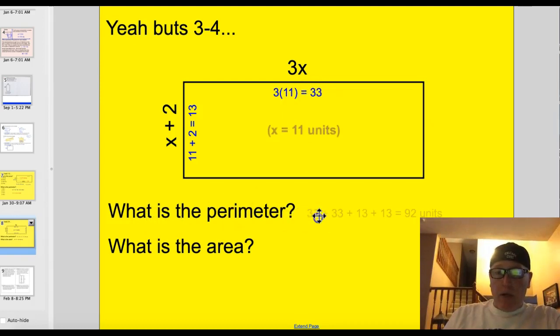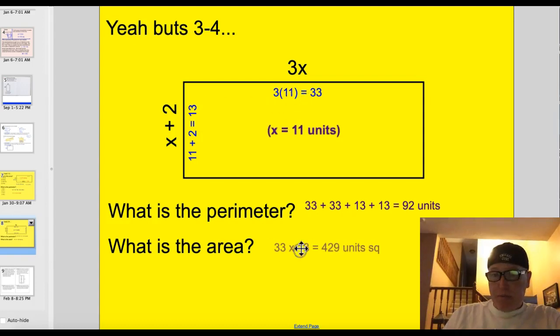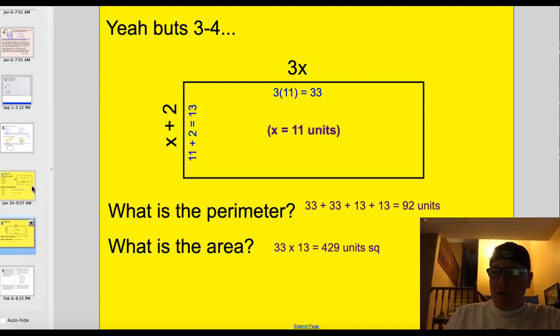Now, what's the perimeter? Well, the perimeter is 33 plus 11 plus 33 plus 13 plus 33 plus 13. Right across here looks like 92 units. What's the area? Again, we're just going to multiply 13 by 33. We get 429 units squared there. Okay? Those are your 4 yabbits. You're going to see them on tests.